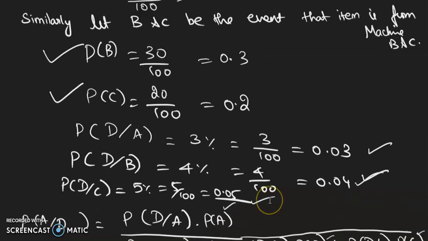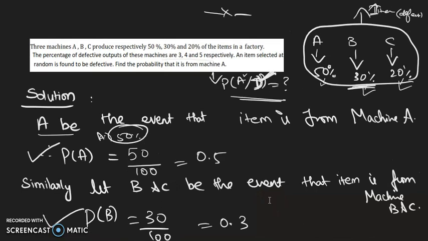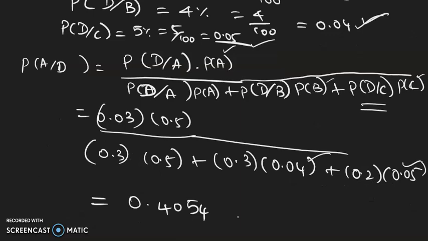This problem is based on Bayes' theorem. When we have multiple options and we are choosing a defective item from a particular option, this formula applies. Always check that the probability lies between 0 and 1, and practice more problems on Bayes' theorem. Thank you.